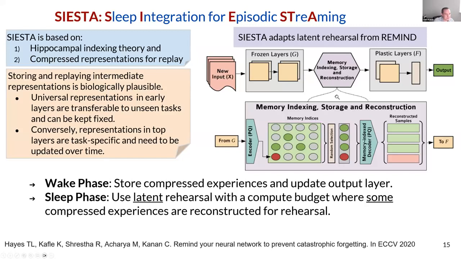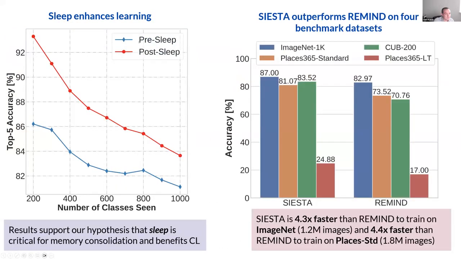Basically, it goes through 2 phases. In a wait phase, it stores compressed experiences and updates its output layer only. And during its sleep phase, it uses our latent rehearsal here with a compute budget, where some compressed experiences, not all of them, are reconstructed for rehearsals. We got a budget. Okay, here's just one plot about this whole pre-sleep, post-sleep thing.